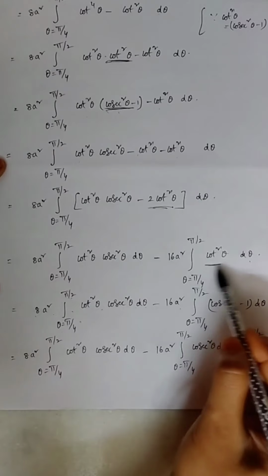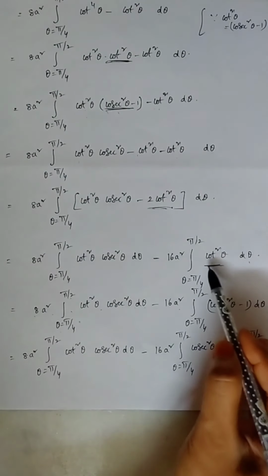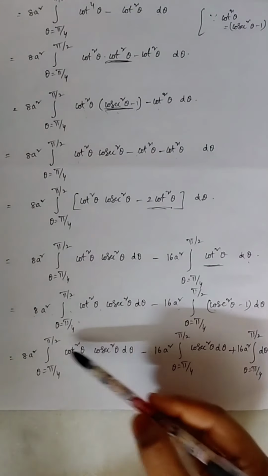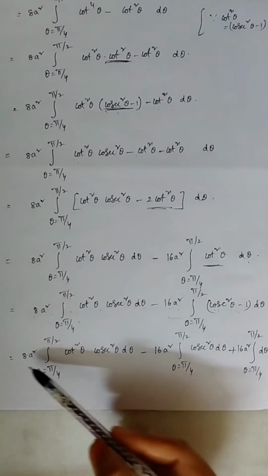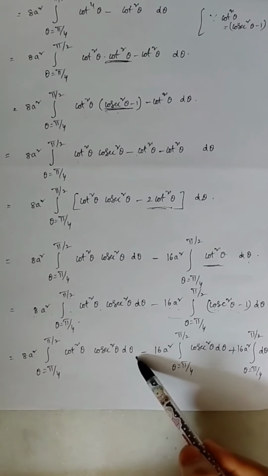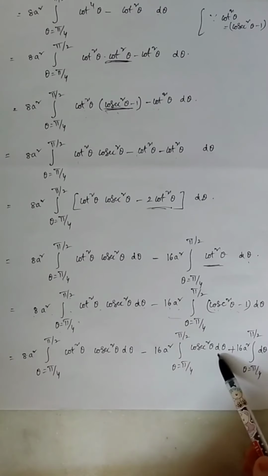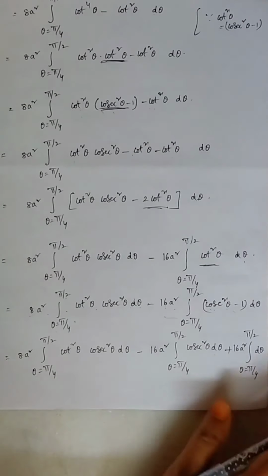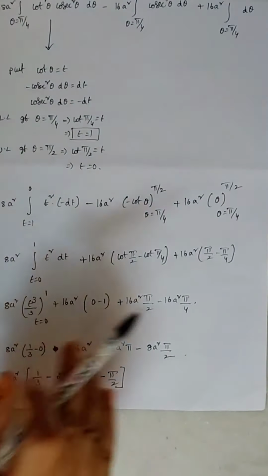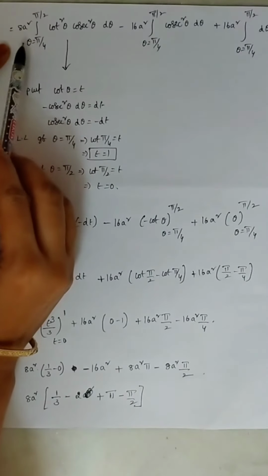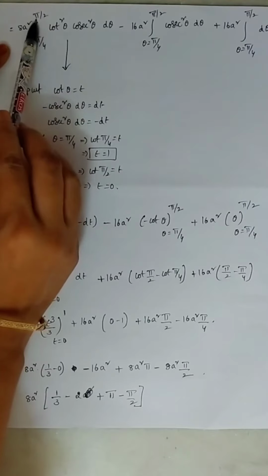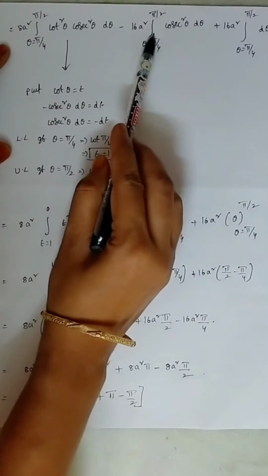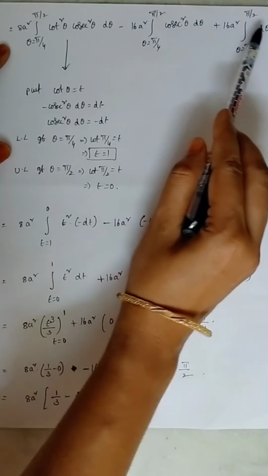We don't have directly the integral of cot square theta formula. We just write cot square theta as cosecant square theta minus 1. So now, again splitting the integration, 8a square cot square theta into cosecant square theta d theta minus 16a square into cosecant square theta d theta plus 16a square integral 1 into d theta. Now for this, 8a square integral theta equals pi by 4 to pi by 2 cot square theta into cosecant square theta d theta minus 16a square into integral cosecant square theta d theta plus 16a square into integral d theta.